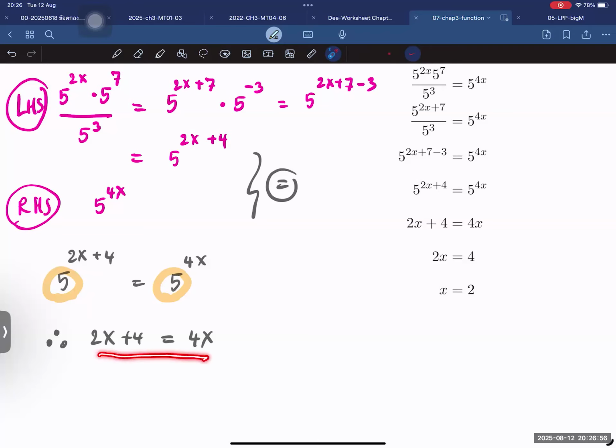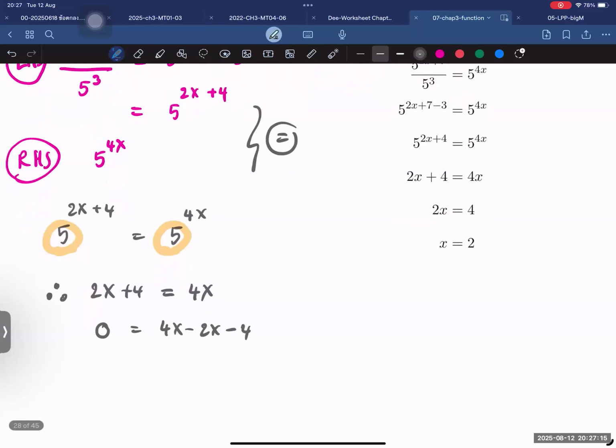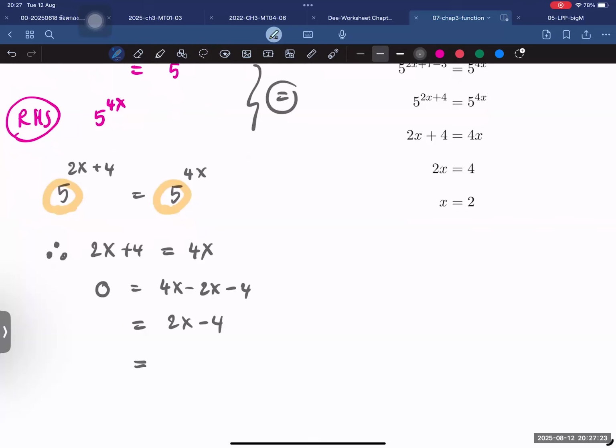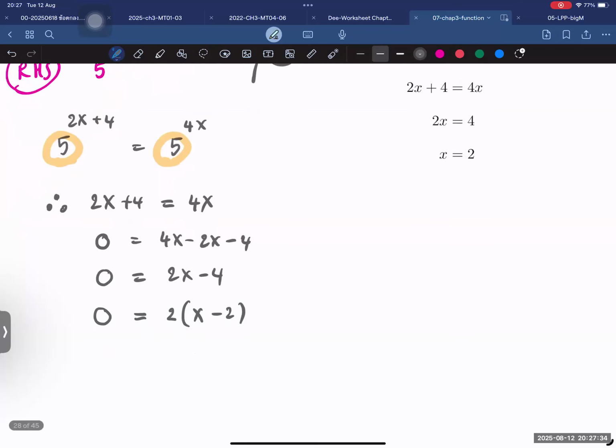Now, we want to solve for x. We can just gather x into one side. Maybe we subtract both sides by 2x and minus 4. So we have on the left is 0. On the right, we have 4x minus 2x and minus 4. So we're gonna get 2x minus 4. And in order to solve that, I recommend you to factor the common term out. In this case, we have 2 as the common number, 2 times x minus 2, right? And this must be equal to 0.